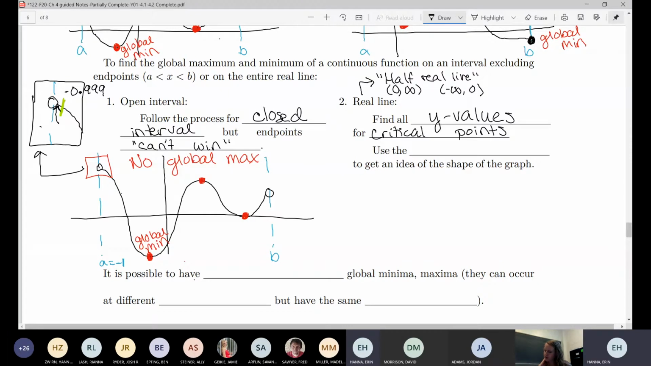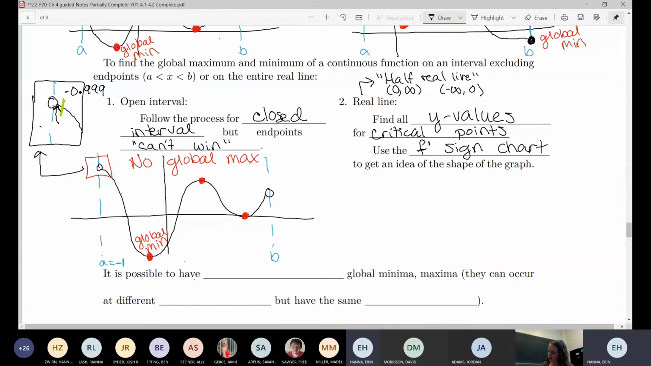Now what we have to do here is use the f prime sign chart. So the first derivative sign chart, I just don't have enough space to write first derivative, so I'll write f prime, to get an idea of the shape of the graph. And I'll have to explain that a lot more in a second.